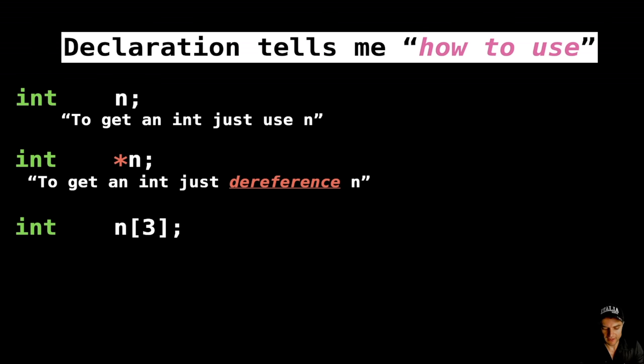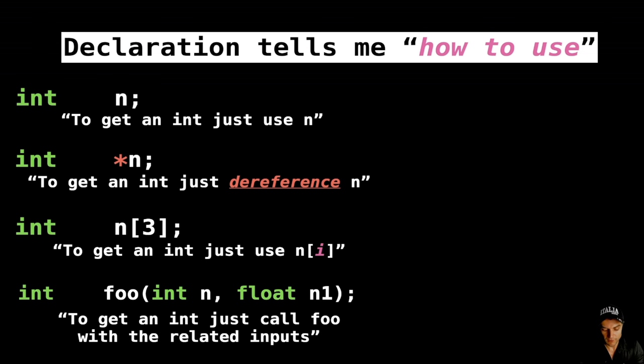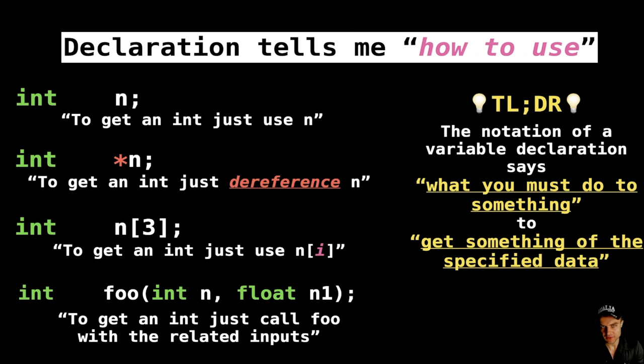Here I have n3, which is an array of three integers. But here I read it in this fashion: to get an integer, you have to index a value inside this array. So in an expression, n square bracket 0, 1, 2 is going to yield an integer. The last example is a function. For example, here I have a prototype foo int n float n1. What do I read? Well, I read that to get an integer, just call foo with the related inputs. So TLDR, the notation of a variable declaration is telling me what you must do to something to get something of that specific data type.